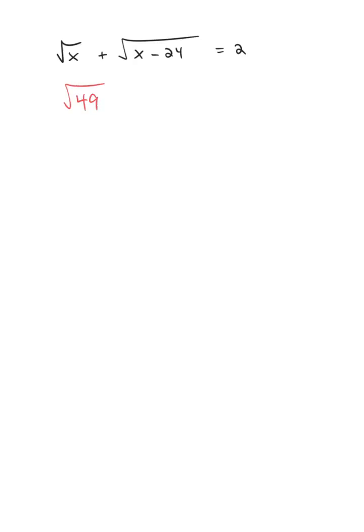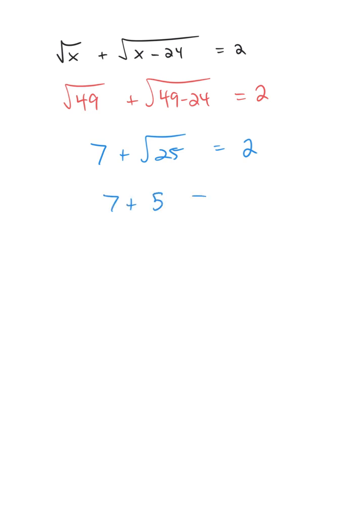So I said x equals 49. So where I see an x, I'm going to plug it back in the equation. So when I do that, I get 7 here. This is square root of 25. This would be 7 plus 5 equals 2. Well, that's 12 equals 2. Not true, right? 12 does not equal 2.